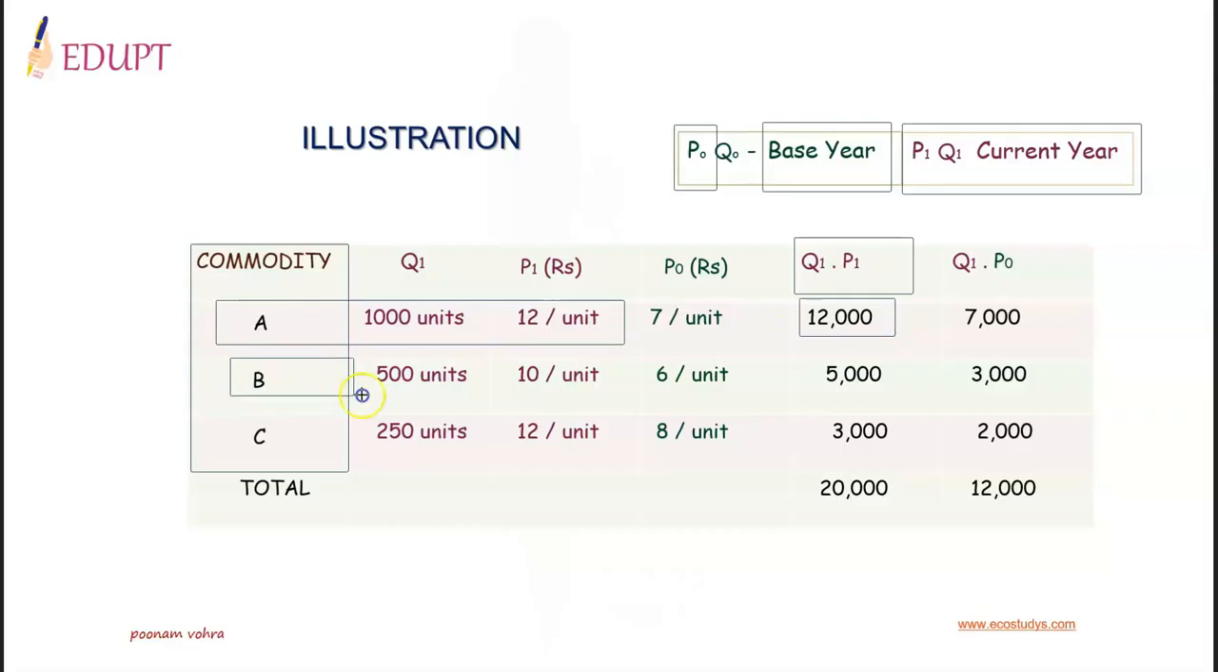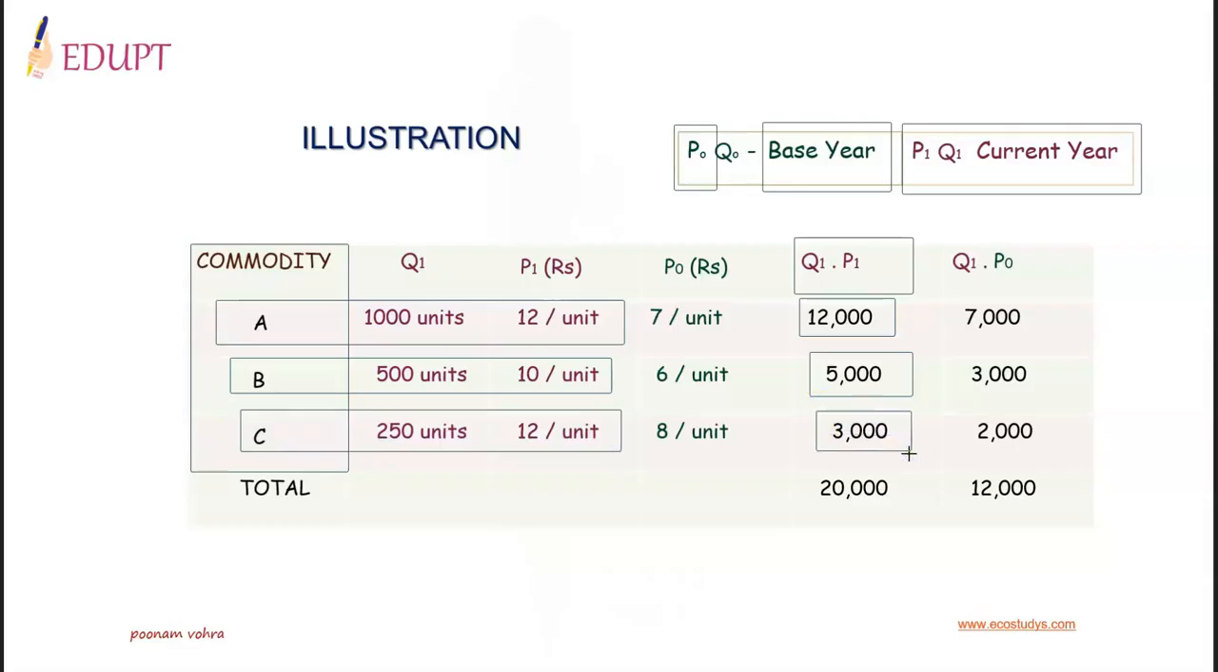For commodity B, 500 units are produced at price rupees 10 per unit. So the money value is 5,000, 500 into 10. For commodity C, 250 units are produced at rupees 12 per unit. So the money value is 3,000. So the national income would be the summation of money value of all the three commodities in the current year. That will be 12,000 plus 5,000 plus 3,000, which is 20,000.